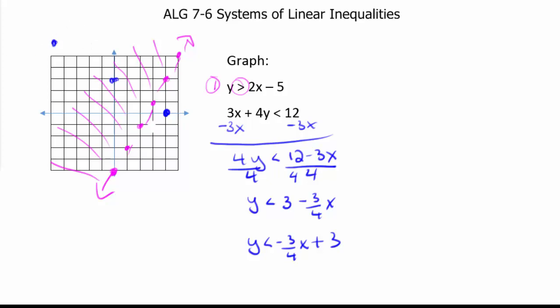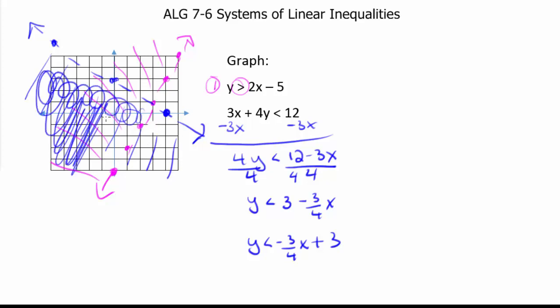Okay, and it's less than, and so, sorry, my phone just went off. So it's dashed, and it's shaded below, which would be down here. So the solution would be all of this right here. So when you do this, as long as I can tell, that means all of these points, where they're both shaded, all of these points would be solutions to this system, okay?